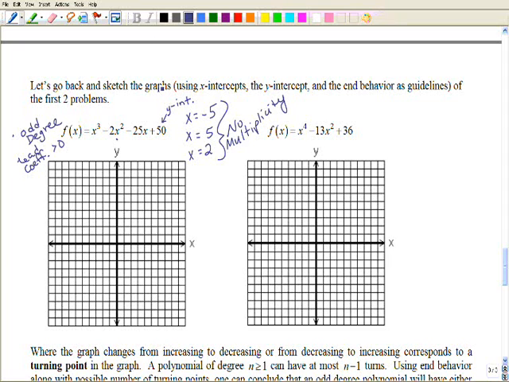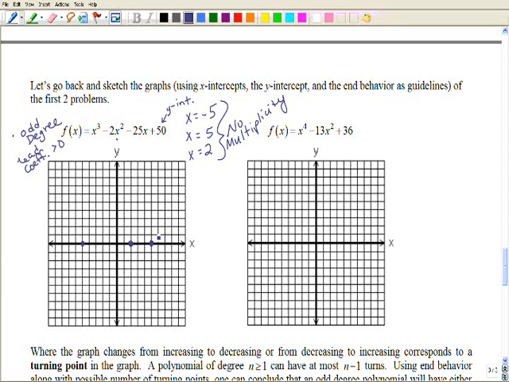Okay, we also know our roots here. So we have -5, 5, and 2. I'm going to put those on the graph. These are the x-intercepts. So 1, 2, 3, 4, 5. There's -5. We also have one at 2 and another one at 5. Okay, so those are the roots.